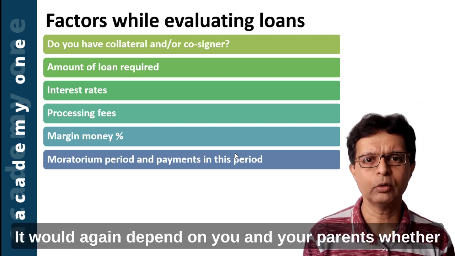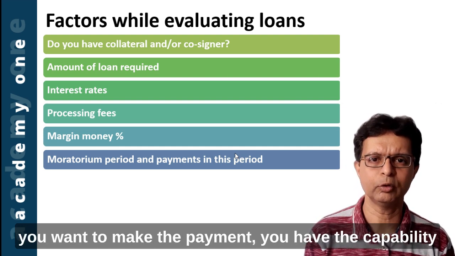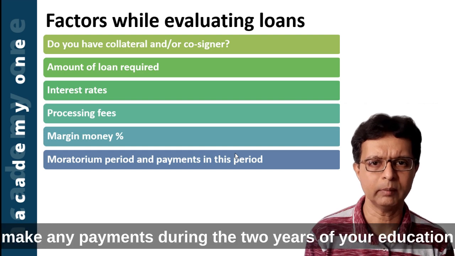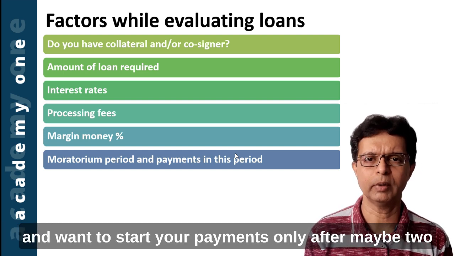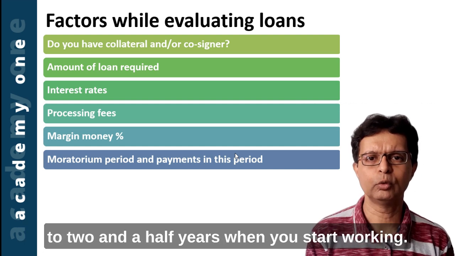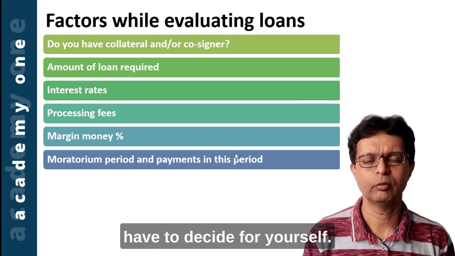It would again depend on you and your parents whether you want to make the payment, whether you have the capability to make the payment, or whether you do not want to make any payments during the 2 years of your education and want to start your payments only after maybe 2 to 2.5 years when you start working. This is something that you will have to decide for yourself.